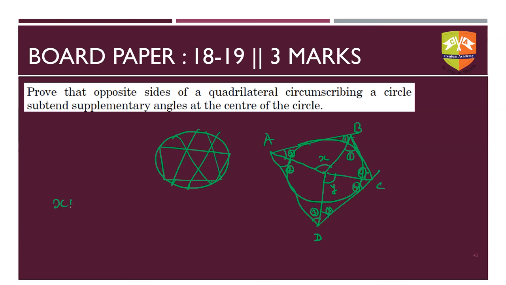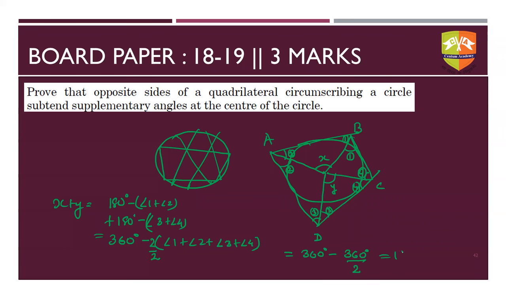So what is X plus Y? X is nothing but 180 degrees minus (angle 1 plus angle 2), correct? And Y is 180 degrees minus (angle 3 plus angle 4). So this is 360 degrees minus (angle 1 plus angle 2 plus angle 3 plus angle 4), which is nothing but, if I multiply by 2 and divide by 2, 2 times the sum of the angles is how much? It's a quadrilateral, so 360 degrees. So this is 360 degrees minus 360 degrees by 2, which is 180 degrees.